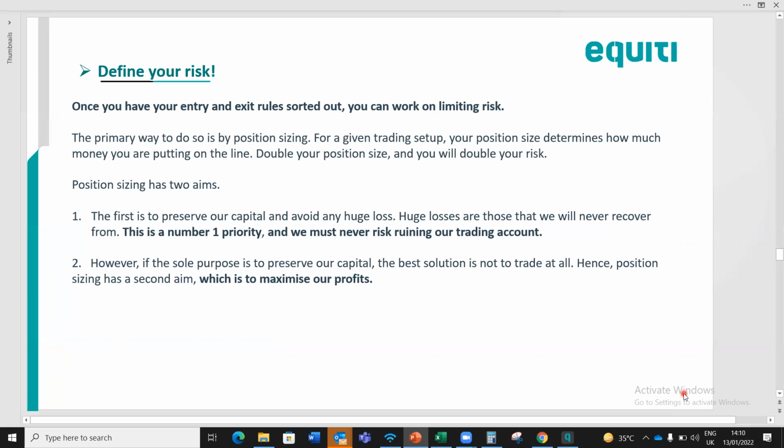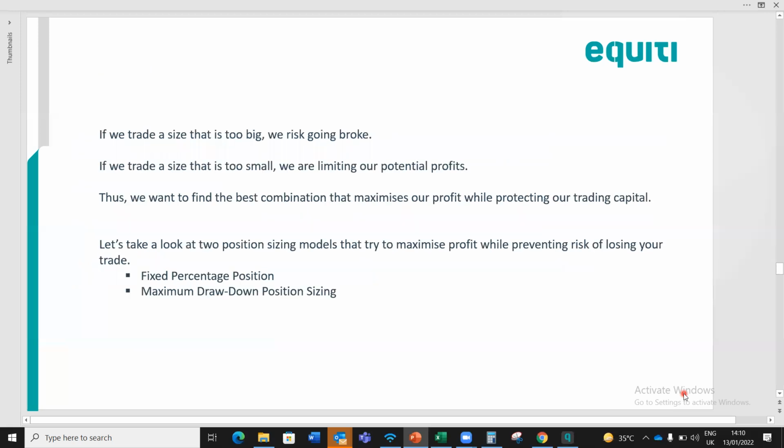All right. Number two aim for position sizing. However, if the sole purpose is to preserve our capital, then the best solution is to not trade at all. Trust me. So there would be risk, of course, but if we're scared of incurring the little risk, it simply means we shouldn't trade to start with. Hence, position sizing has a second aim, which is to maximize our profits. The second aim of position sizing is to what? Maximize our profits. So let's quickly continue.